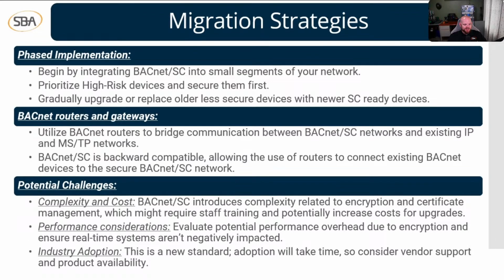Okay, so now migration strategies. We talked about implementation considerations, so now let's talk about some migration strategies. First, phased implementation. Begin by integrating BACnet Secure Connect into small segments of your network. So this is what I was saying a few minutes ago. If you want to do this, start with one small section of your building and just upgrade it to BACnet SC, and then do them section by section. Especially if you have a large building or multiple buildings, like in a campus, like a college setting maybe. Start small, work your way up.